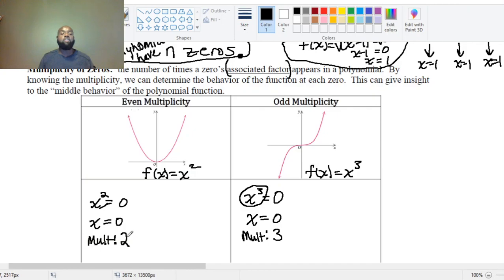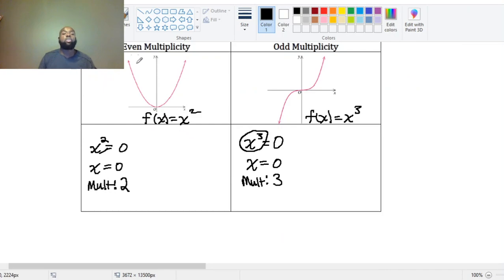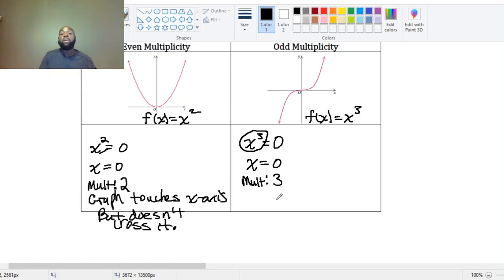This multiplicity is even because 2 is an even number. This multiplicity is odd because 3 is an odd number. What does the graph do at f of x equals x squared at its only zero? It touches and turns around, right? So when there's an even multiplicity, the graph touches the x-axis but doesn't cross it at that zero. And then when my multiplicity is odd, the graph crosses the x-axis at that zero, all right?